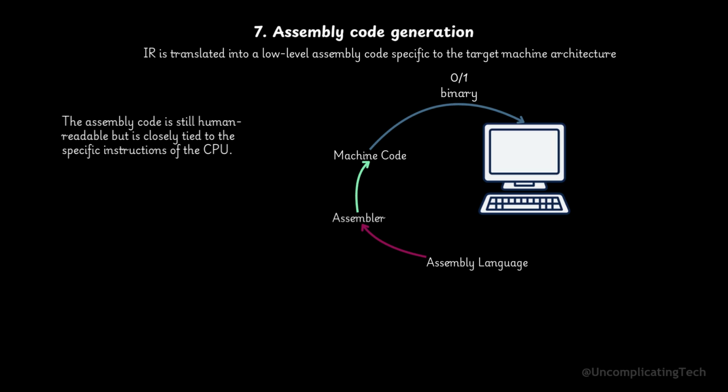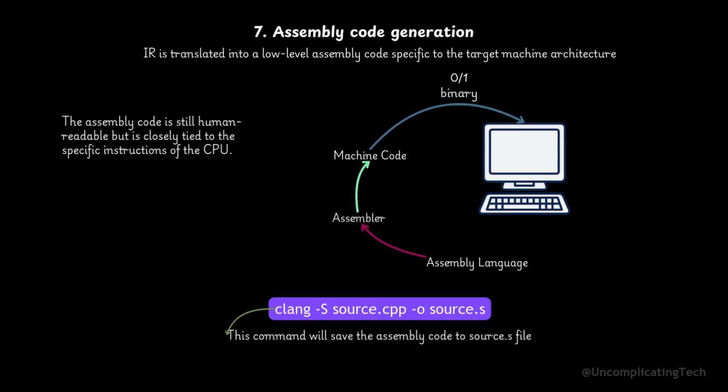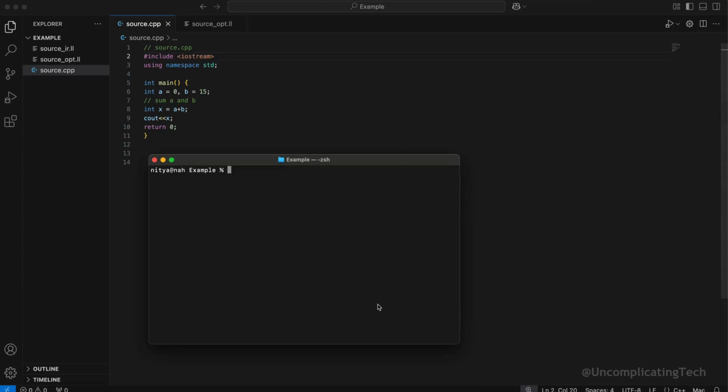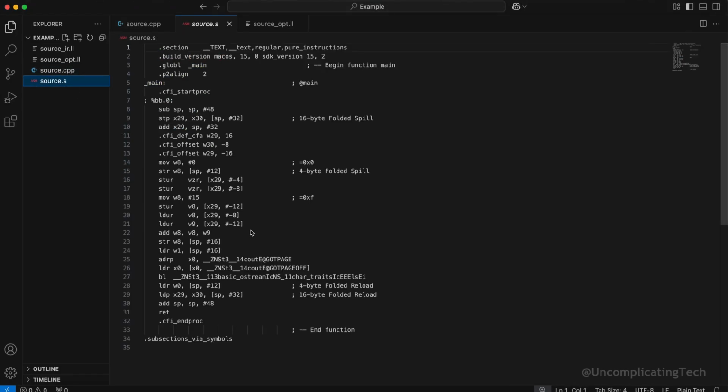To get assembly code for my current program, I will run clang -S source.cpp -o source.s in my terminal. This command will save the assembly code to the source.s file. Now let's run it. And this is the output I got. Your output might differ based on the architecture of your device.